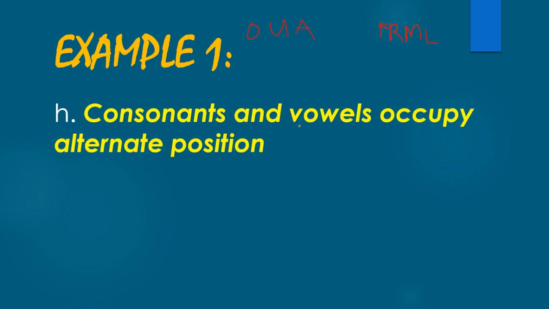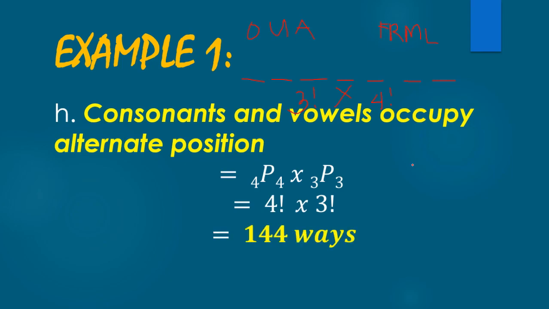So in this case, since we have to occupy alternate position from the 7 spaces, the word formula, so we can have here our 3 vowels. So that would be 3 factorial times, for our consonants, we have 4 factorial. Or that could be 4 factorial times 3 factorial, or simply 144 ways.